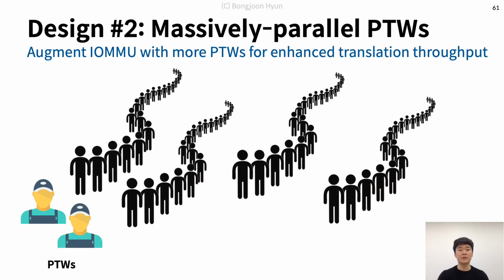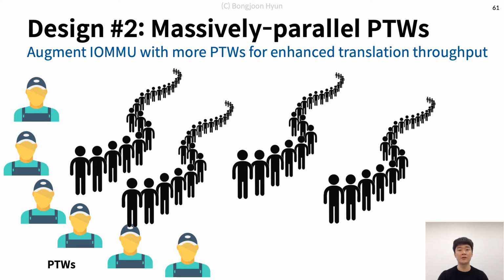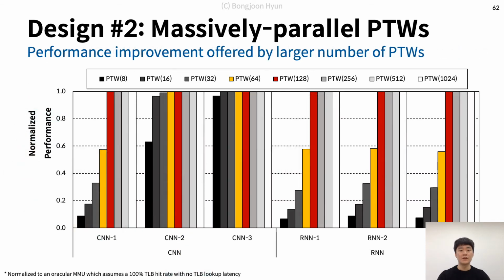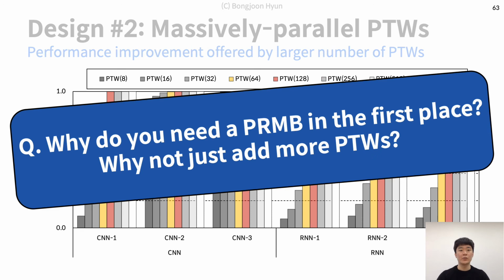Our second proposal is to increase the number of page table walkers to properly accommodate the burst of address translations in NPUs. This chart shows the performance improvement of adding additional page table walkers on top of our first optimization, the PRMB. Adding additional page table walkers dramatically closes the performance gap between NeuMMU and the oracular IOMMU. So with the aforementioned two optimizations, we reached performance close to an oracular MMU.